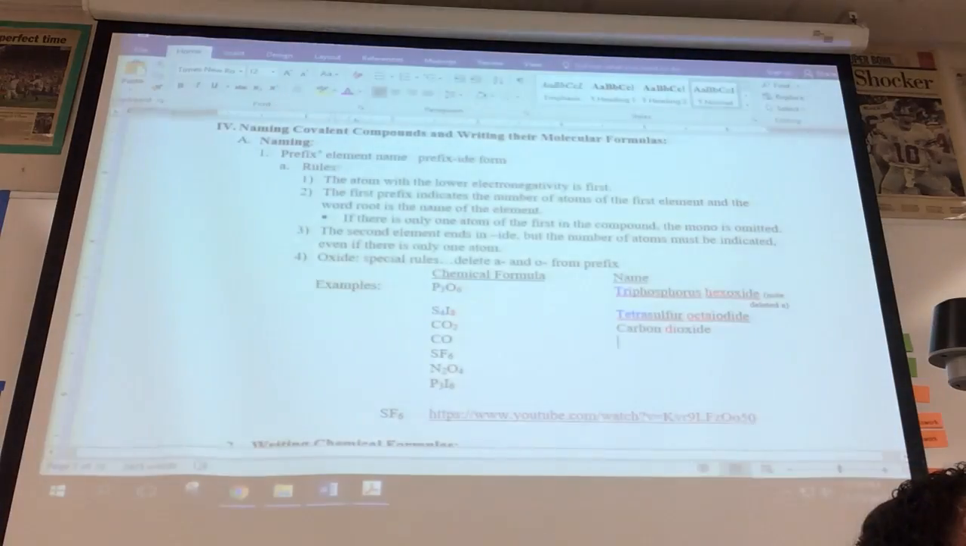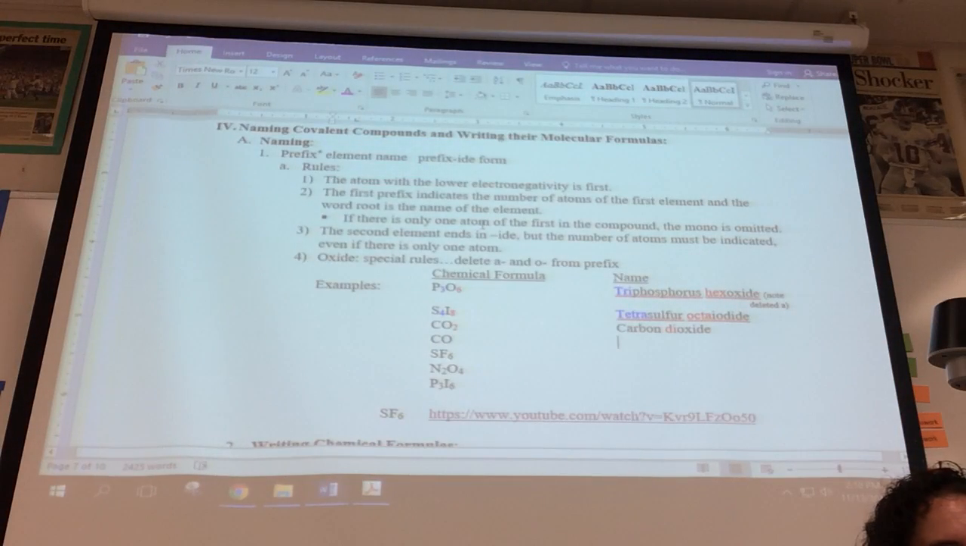So you never start with mono. If you only have one of the first, it's just the name of the element. The second element ends in IDE, but the number of atoms must be indicated even if there's only one. And we're going to go through several examples here.